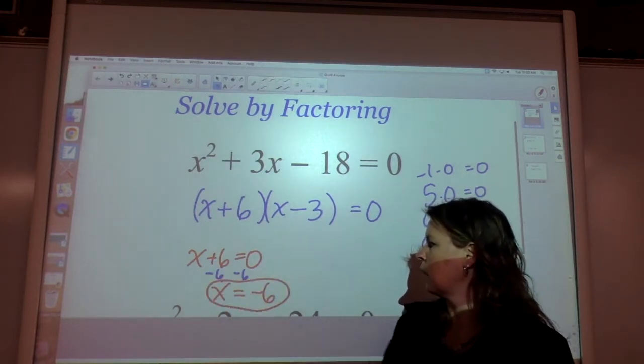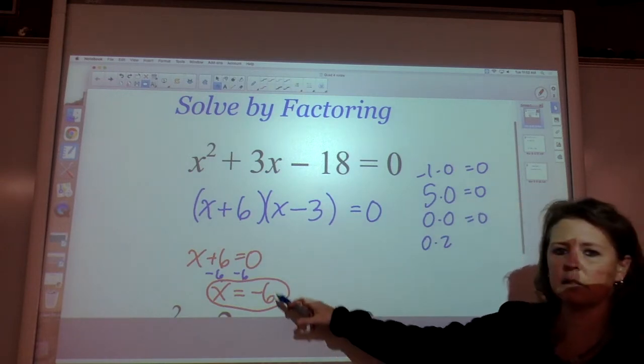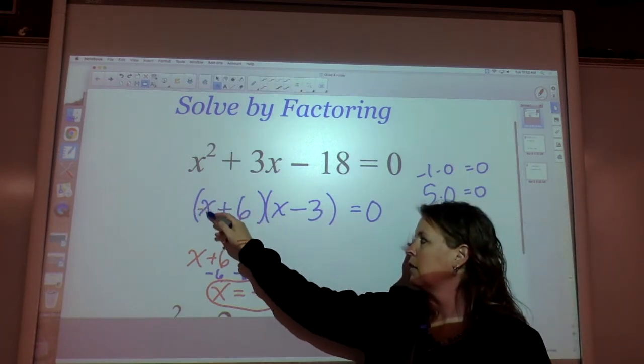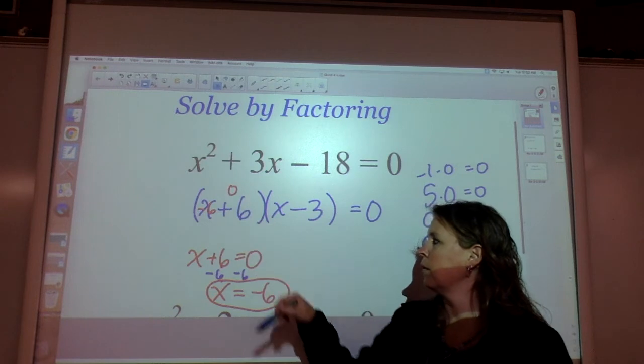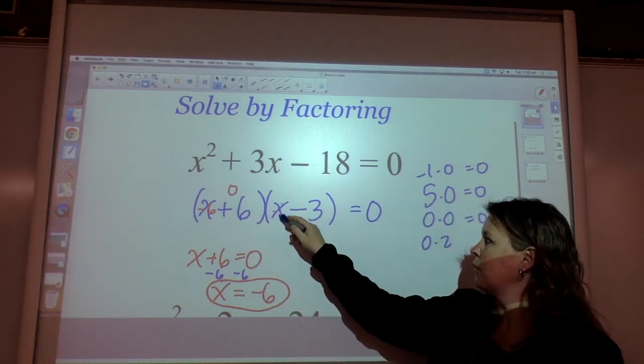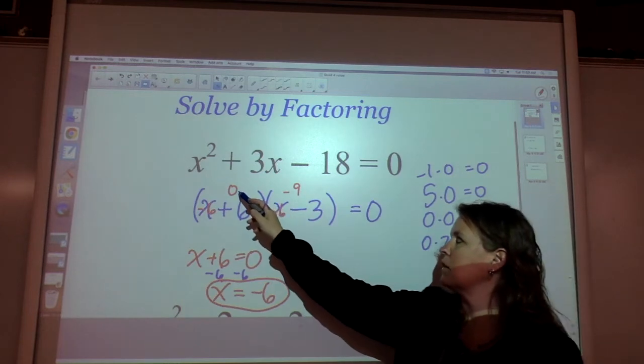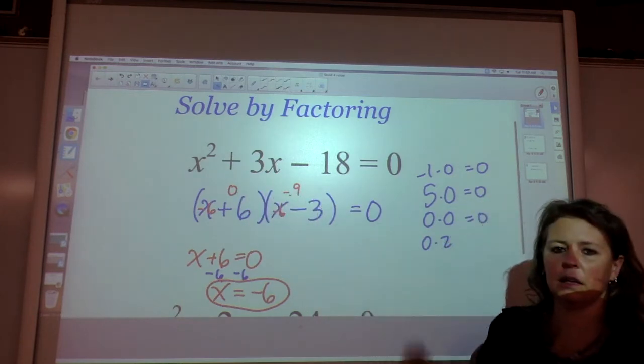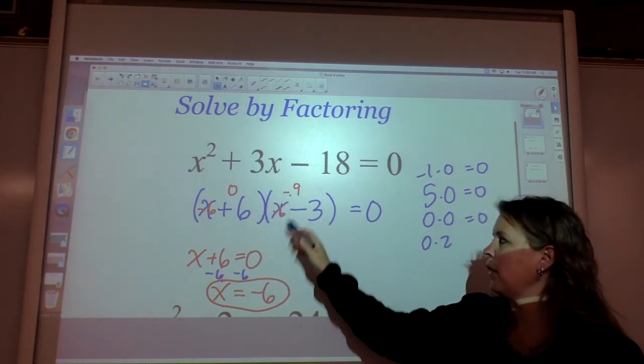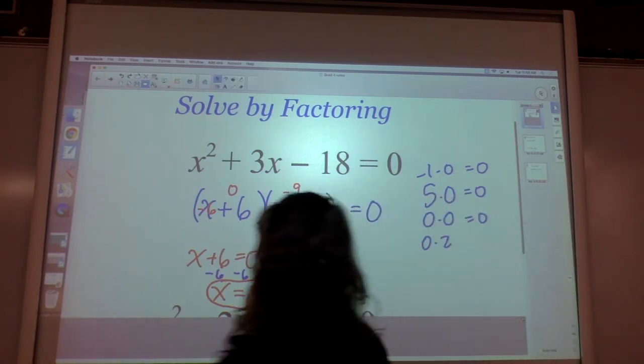Let's check and see if that works. If I plug in negative 6, I'll get negative 6 plus 6 is 0. And negative 6 minus 3 is negative 9. But that's okay because 0 times negative 9 equals 0. So they don't both have to equal 0, just one of them does.